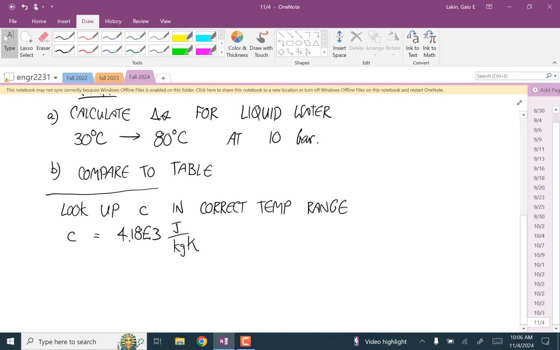And that doesn't change all that much? Not very much. Not very much for incompressible. It pretty much just changes from about 4.18 to about 4.22.